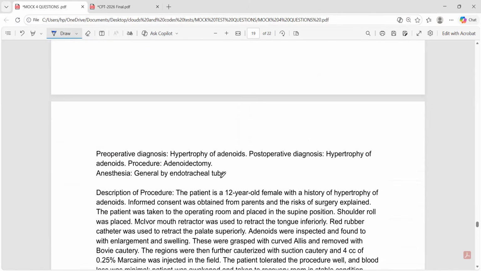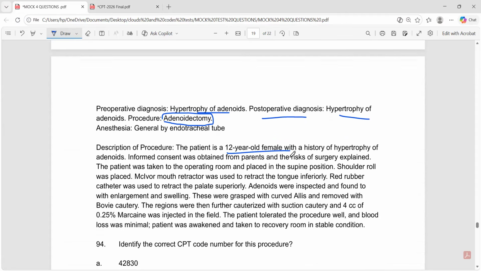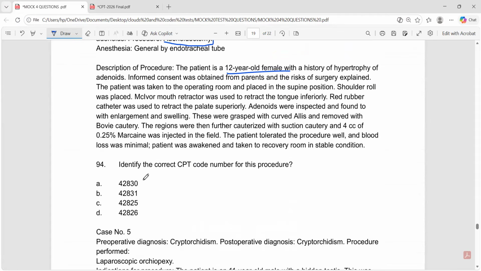Then the fourth case study: hypertrophic adenoids, postoperative diagnosis hypertrophy of adenoids, which is excessive growth of adenoids. The doctor performed the adenoidectomy. Remember this: for adenoidectomy or tonsillectomy, we have to see both adenoids and tonsils and patient age. The patient is 12 years old. Adenoids and tonsils are both not removed here, only adenoids. Those are the primary adenoids.